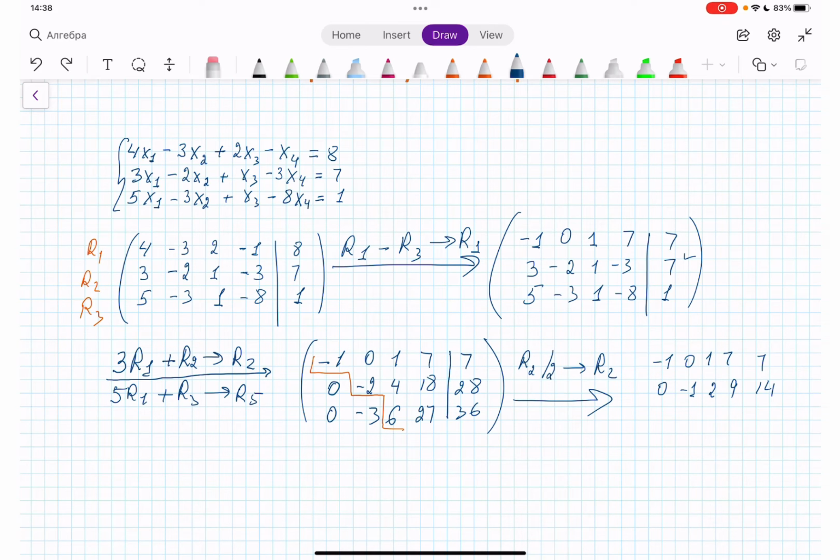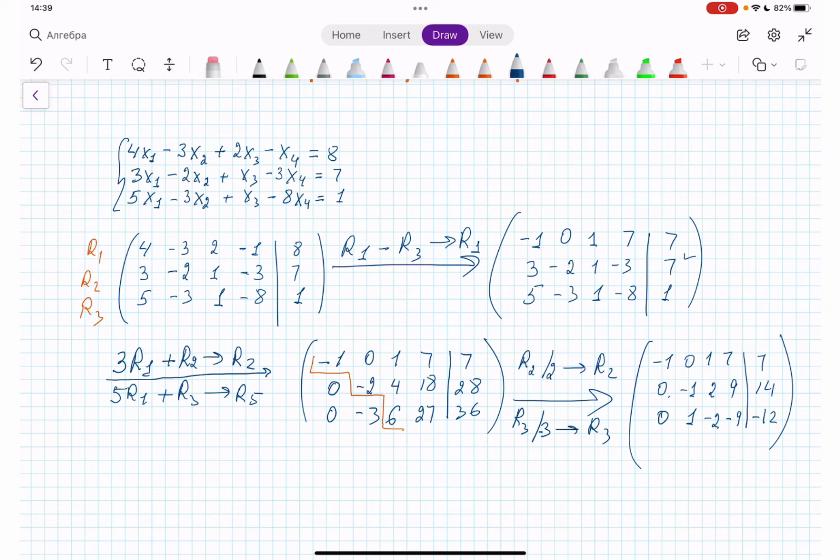And the third one, let me see, we have negative 3, 6, 27, 36. We can divide by 3 and write down in R3. So it will be 0, negative 3 by negative 3 is 1, 6 by negative 3, we are getting negative 2, and 27 by negative 3, we are getting negative 9, 36 by negative 3, we are getting negative 12.